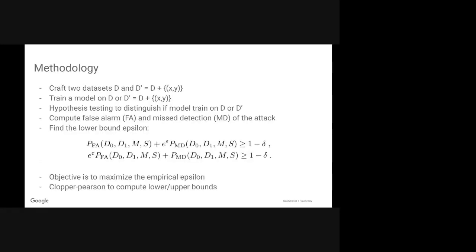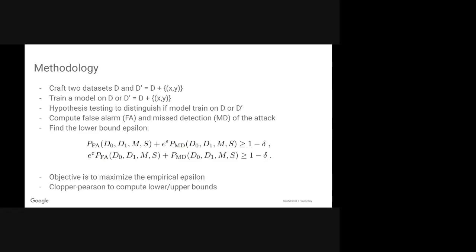So our main methodology, as I said, is that first we craft two datasets, D and D prime. We train a model on D or D prime, and we use an adversarial method, an attack model, to distinguish if the model was trained on D or D prime. So the general framework is like that. And then we compute the false positive and false negative, or false alarm and misdetection, of this attack to convert it back to an epsilon bound.